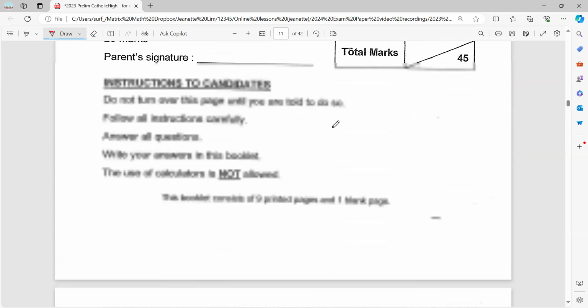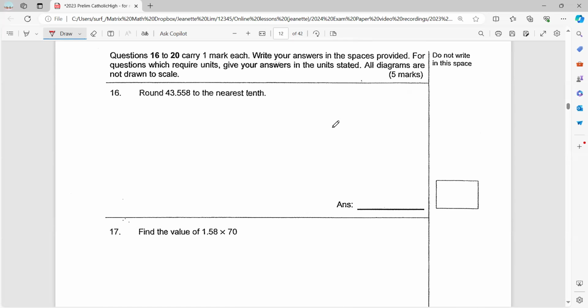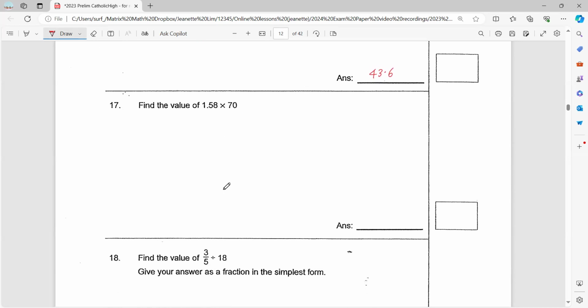Okay, question 16. Round this number to the nearest tens. 43.558. Approximation sign. Tens place is over here, but you have to look at the next number. So 43.6. Because the next number is a 5, you're going to round it up. Okay, find a value of 1.58 times 70.